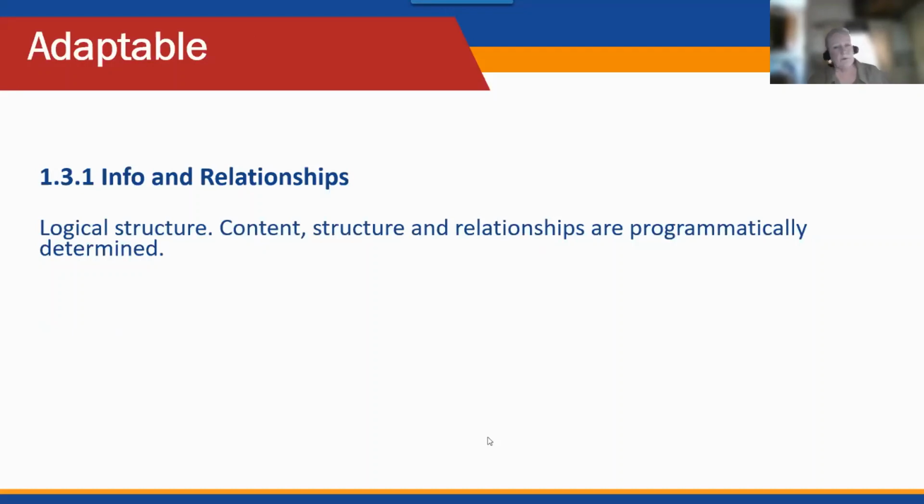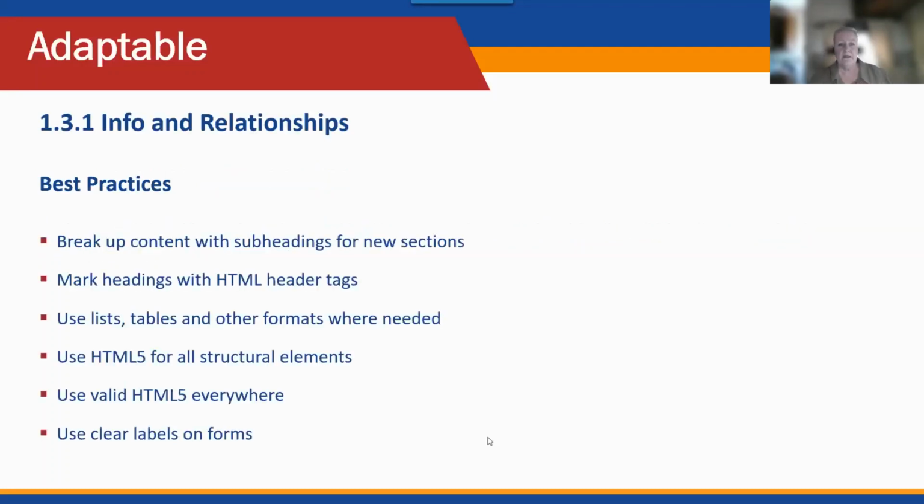Another thing is adaptable: info and relationships. You should have a logical structure to all of the pages on your website. The content and structure and relationships are programmatically determined. And here are some best practices to do that. You're always going to use HTML5 if you can. Okay, that's the standard right now for HTML pages.